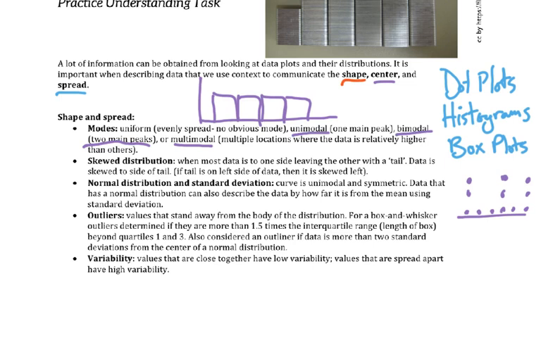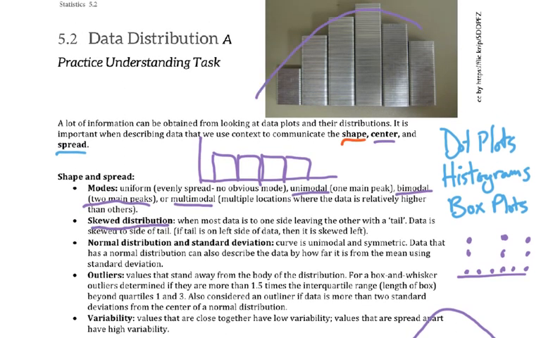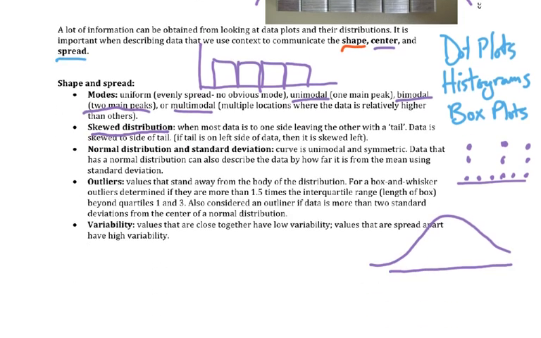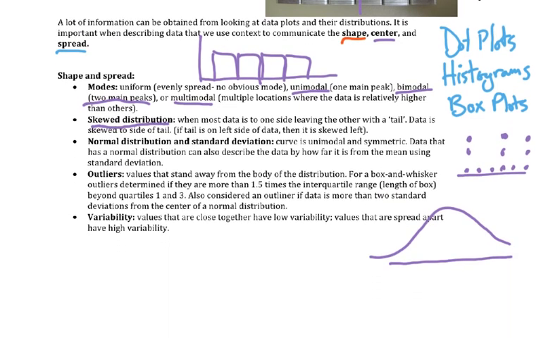A skewed distribution is another one, where the majority of the data is on one side or the other. Now, normal distribution and standard deviation. A normal distribution has a curve to it, and a fairly decent example is this one right here. That's a normal distribution. It's unimodal, so it has the one mode, and that's generally in the center. It's symmetric, so as we look from left to right, it's roughly the same. We also have outliers. Those are values that stand away from the body of the distribution.